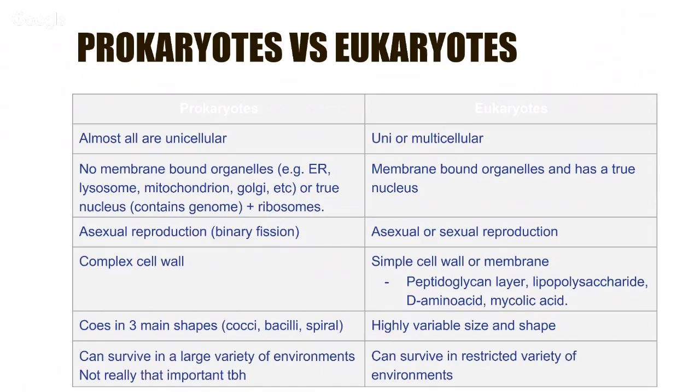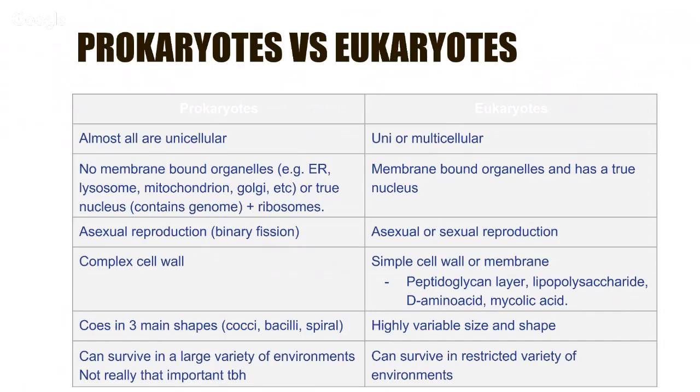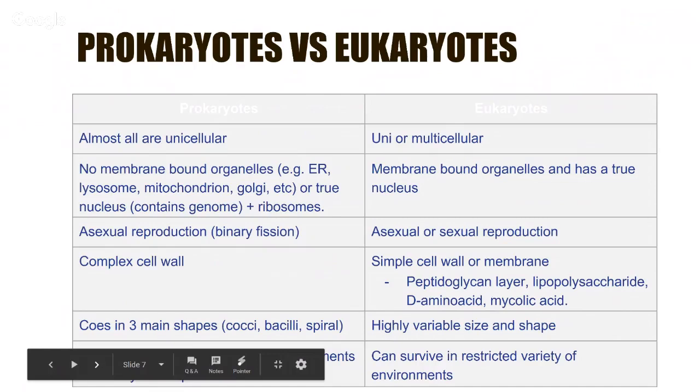They have complex cell walls as compared to eukaryotic cells, which are usually simpler. And then they also have a much greater tolerance to different types of environments. This can be really acidic, or even in terms of very high and very low temperature. That's not really important for exam purposes.